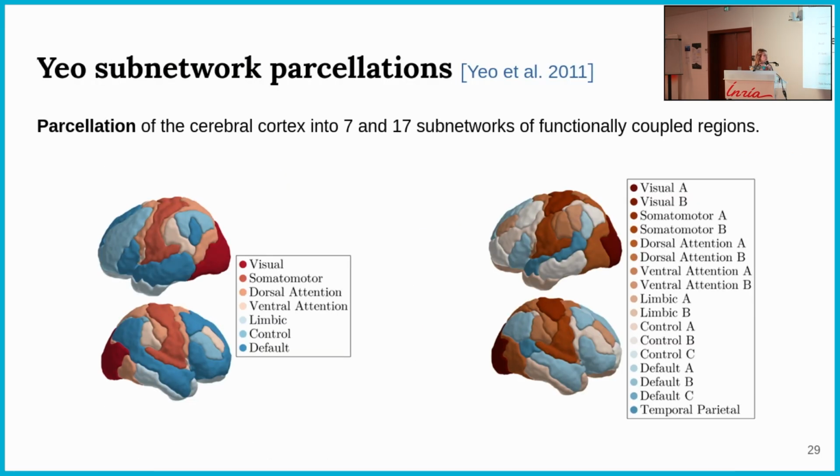And now I want to describe another way to group areas. We used a brain atlas with 100 regions before, and now we use another parcellation to group these regions into 7 and 17 subnetworks, which have similar functionality. This parcellation is the Yeo parcellation. And now we will look into the details of the 7 subnetworks and their functionality.